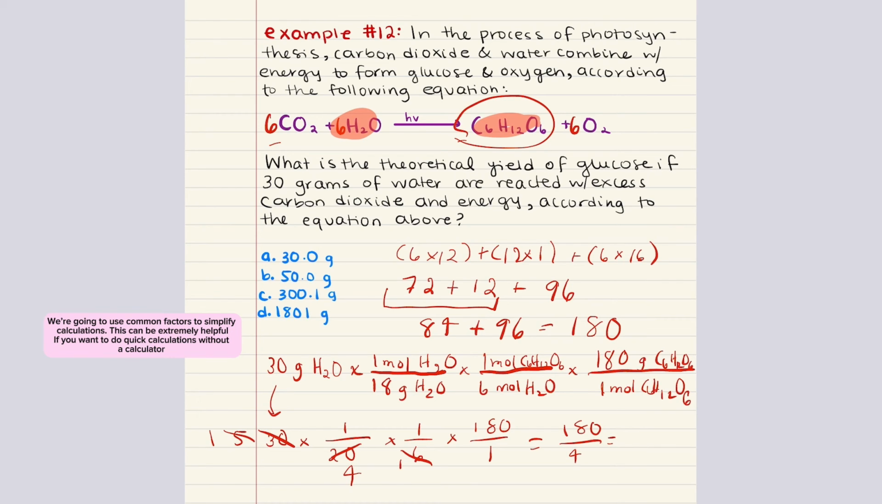This is not too bad of a calculation. If we approximate the top to be 200 now over 4, that's about 50 grams. We have about 50 grams of glucose produced. That is our theoretical yield. That means the correct answer here is going to be answer choice B. The answer to 12 is B.